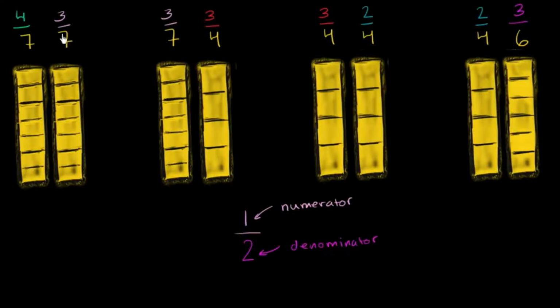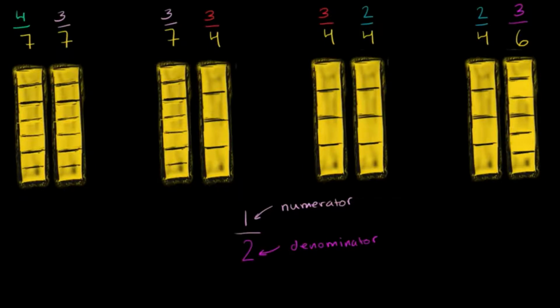So let's look at this first pair. I want to compare 4/7 to 3/7. And I have 2 wholes right over here. They're the same whole, and I've divided them into 7s. I've divided them into 7 equal chunks. And I want to see what's larger, 4/7 or 3/7.